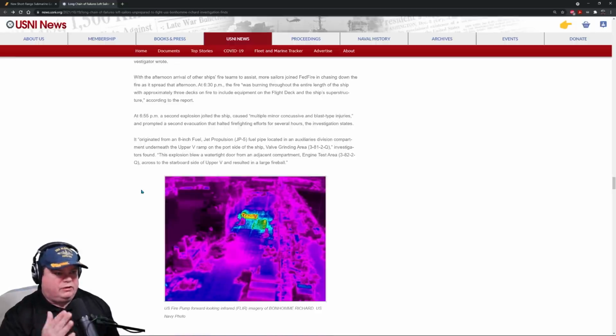The fire was burning throughout the entire length of the ship with approximately 3 decks on fire, including equipment from the flight deck and the ship's superstructure, according to a report. By 6:55 p.m., the second explosion jolted the ship, causing multiple minor concussive and blast-type injuries, prompting a second evacuation that halted firefighting efforts for several hours.